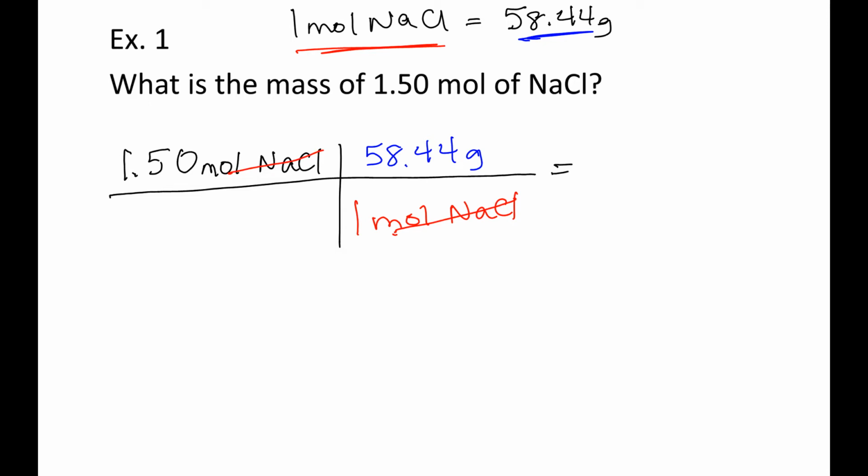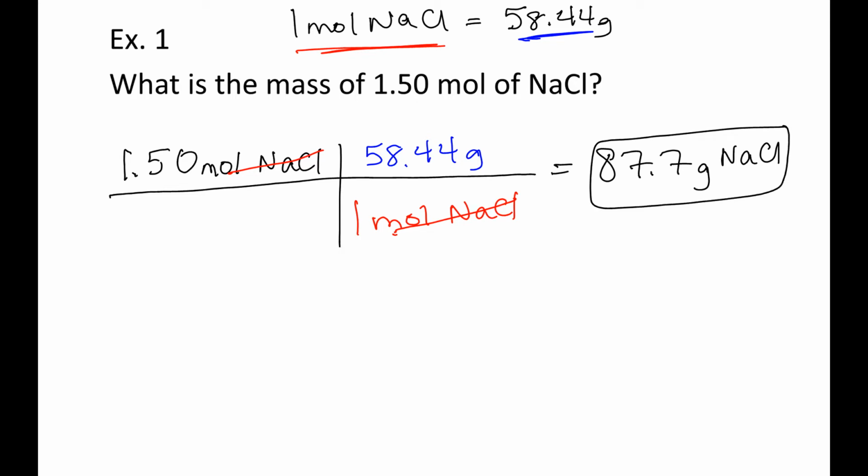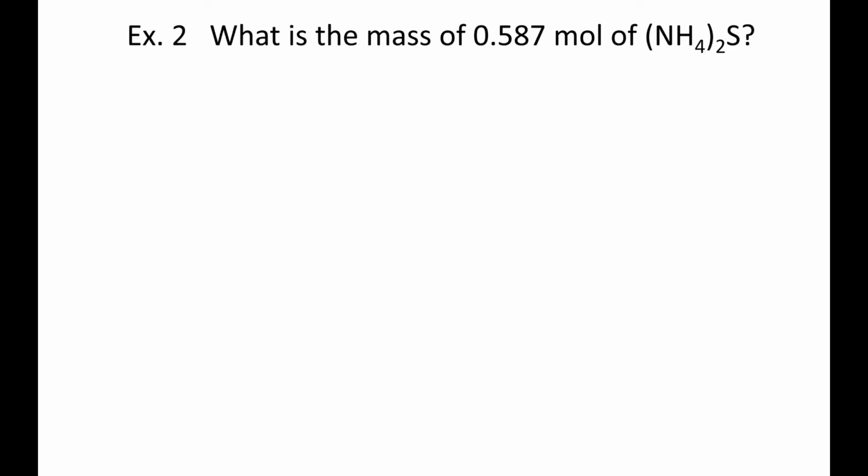Now, of course, this is a multiplication problem. So 1.50 times 58.44 gives us 87.7 grams of NaCl. Okay, so there we go.